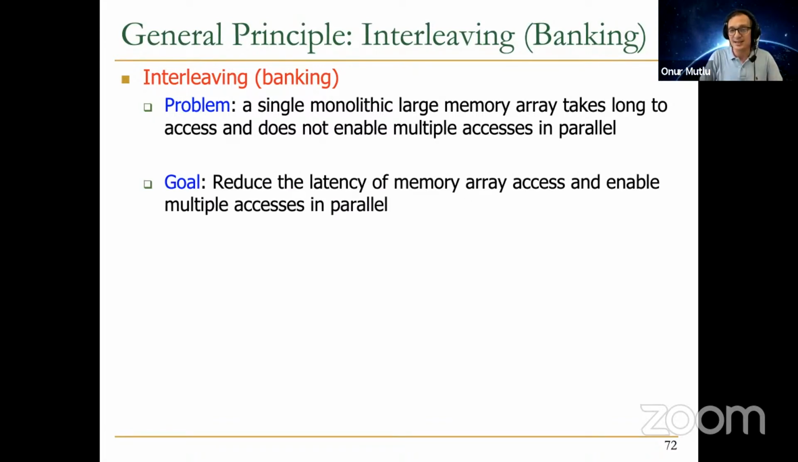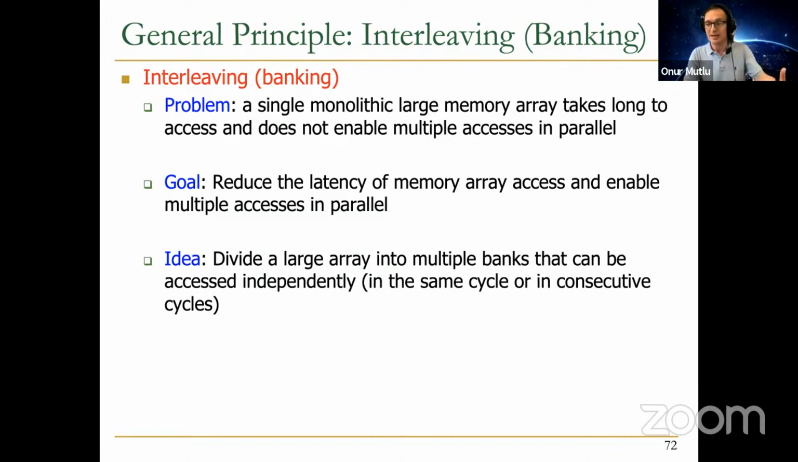So how do we fix this? Well, we want to reduce the latency of a memory array access and also enable multiple access in parallel. And the idea of banking actually gives you both of these at the same time. Banking at a higher level really divides the large array into multiple banks that can be accessed independently, either in the same cycle or in consecutive cycles. In the vector processor example, we saw consecutive cycles. But in some on-chip banks, for example, SRAM banks, you may actually access the different banks in the same cycle concurrently, basically.